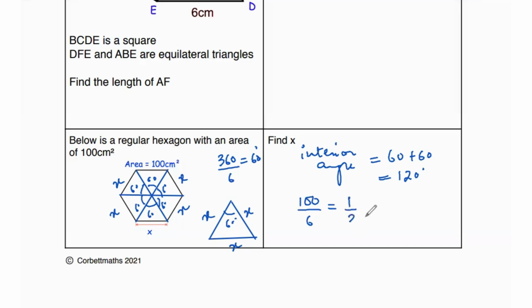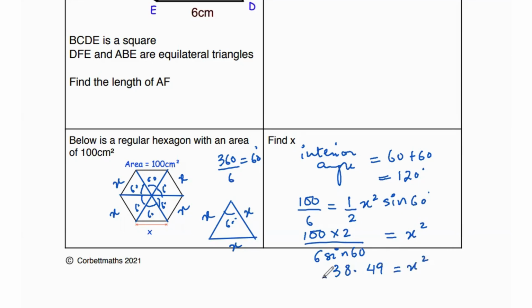And that area is going to equal 1 over 2 times x squared times sine of 60. So now if we solve this, that's going to be 100 times 2 over 6 times sine of 60 equals x squared, which is basically going to give us 38.49. And now we're going to square root that to find the value of x. And that's equal to 6.2 centimeters. That is the value of x and your answer.